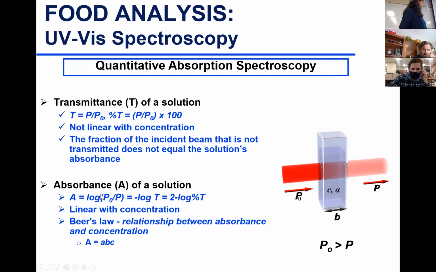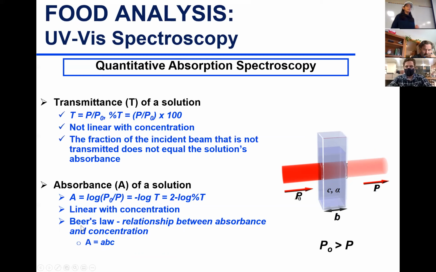However, if we look at absorbance, it is log P0 over P, which is negative log transmission, okay? Because the transmission is P over P0. Here, absorption is log P0 over P. So it's negative log T. It has a linear relationship with concentration.